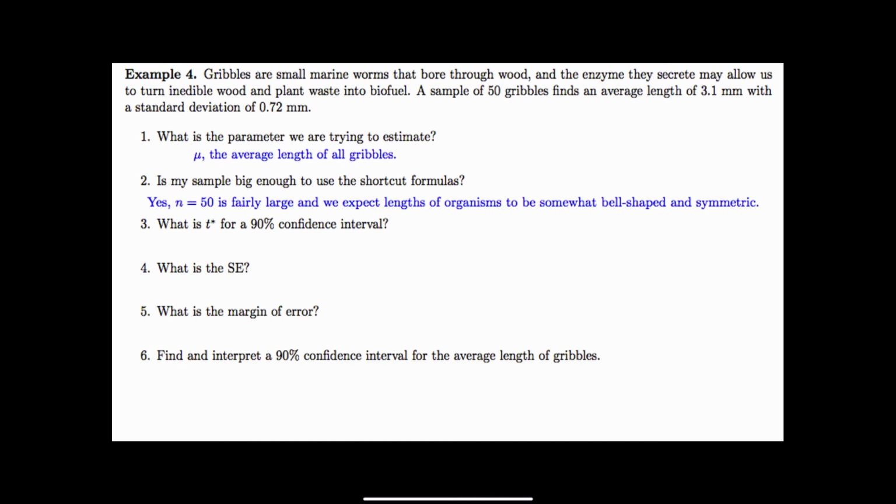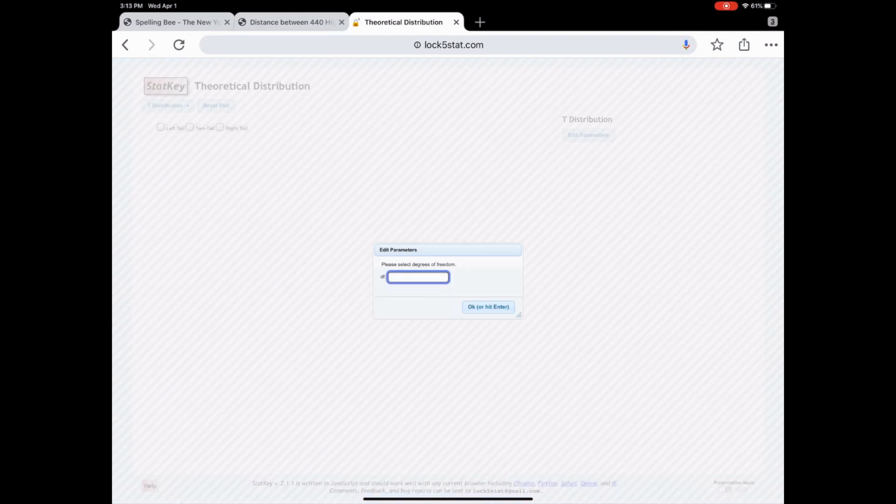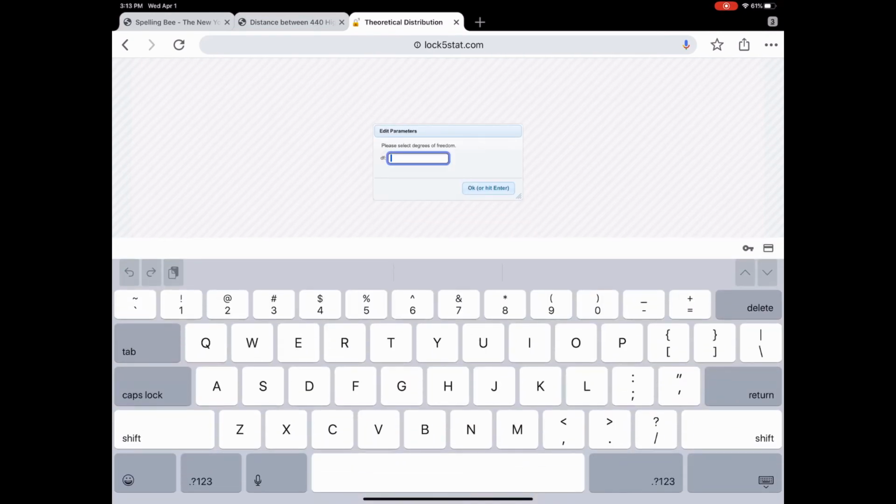What is t star? Okay, so to find t star, we can't just memorize that like we could for z star for 90%, because t star depends on the sample size. So it's not really useful to memorize t star values because you'd have to memorize it for all sample sizes. So we're going to calculate this case by case. So let's try this. We're at StatKey, we choose t, which is right next to normal, and our degree of freedom. So degree of freedom here is 50 minus 1. That's 49.